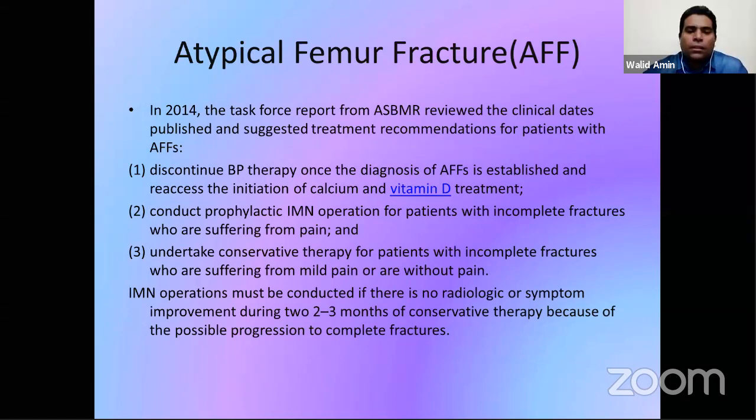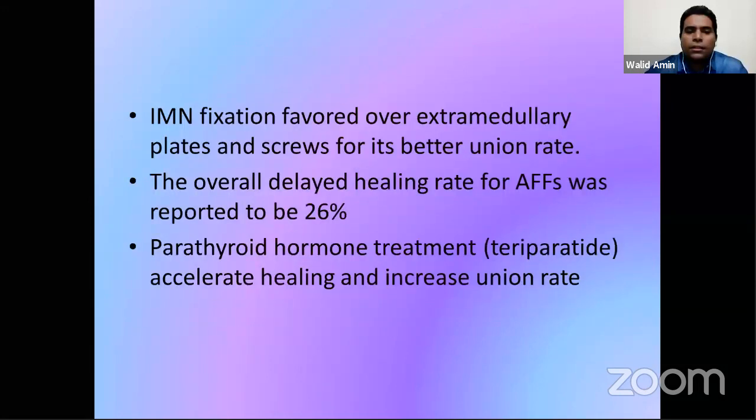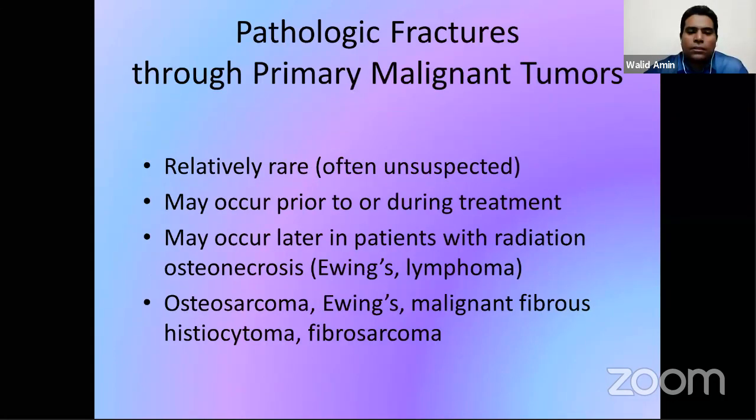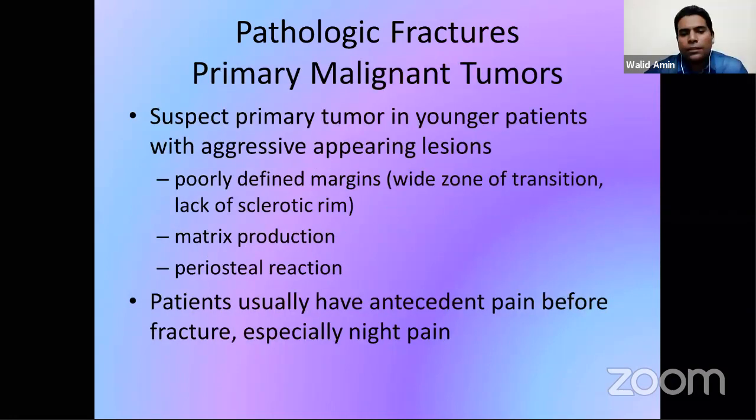We will speak about a very important topic now, the pathological fracture through primary malignant bone tumors. This is relatively rare, often unsuspected, may occur prior to or during treatment, and may occur later in patients with radiation osteonecrosis, like cases of Ewing sarcoma or lymphoma. Also with osteosarcoma, malignant fibrous histiocytoma and fibrosarcoma. You should suspect primary tumor in young patients with aggressive appearing lesions.